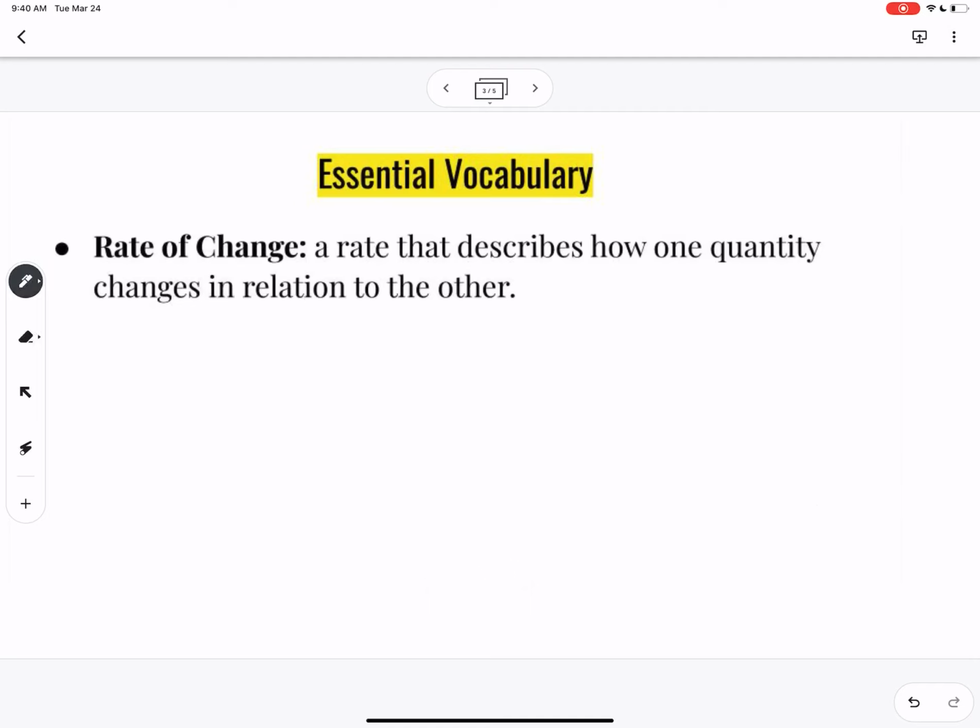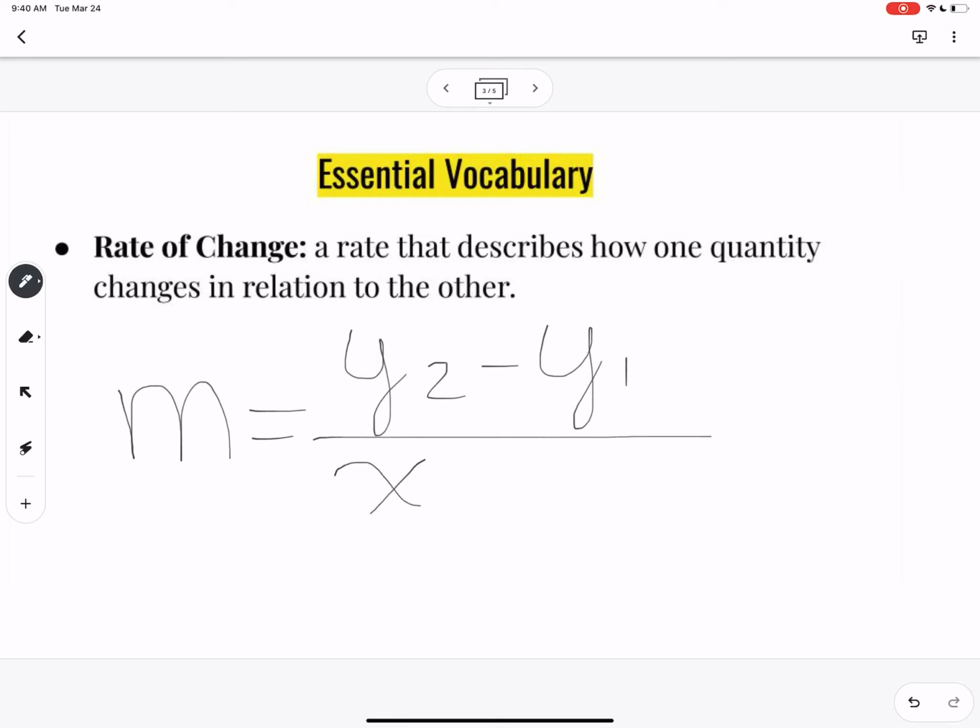Let's bring back our friend, the formula for rate of change, which is m equals y2 minus y1 over x2 minus x1. This formula describes the difference between the dependent variable y over the difference between the independent variable x. Take a minute to jot this down or take a screenshot so you can remember this.